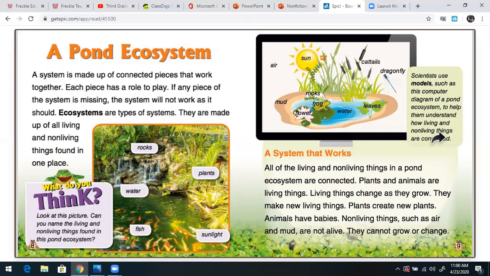So just remember that, third grade. Our theme this week is ecosystems, and they have both living and non-living things. A system that works. All of the living and non-living things in a pond ecosystem are connected. Plants and animals are living things. Living things change as they grow. They make new living things. Plants create new plants. Animals have babies. Non-living things such as air and mud are not alive. They cannot grow or change. So here are two great illustrations that have labels that make you better understand what is in a pond.